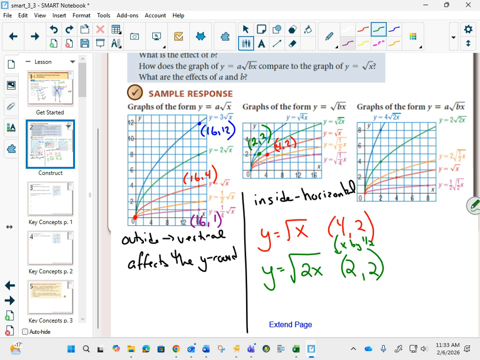So we always do the reciprocal. And it's the same thing for moving left and right. It's like, well, now what would you have to plug in to get 0? If you had x plus 3, you'd have to plug in a -3 to get the 0. And that's why it's the opposite direction.